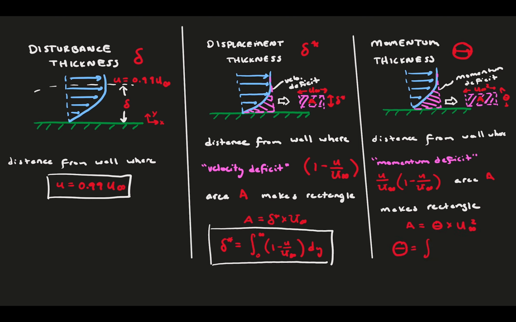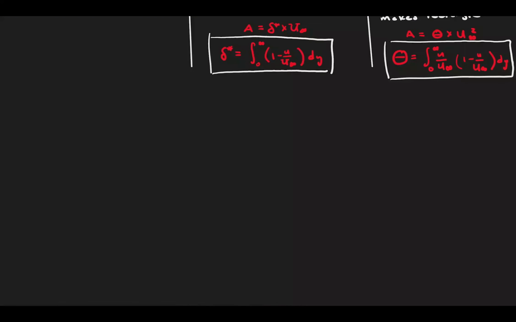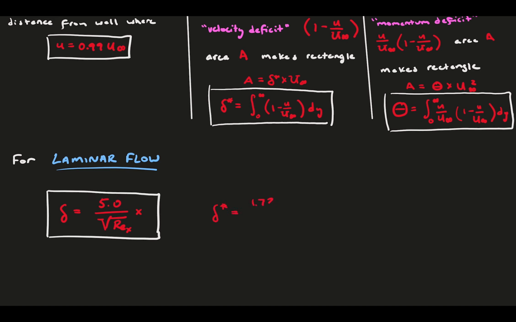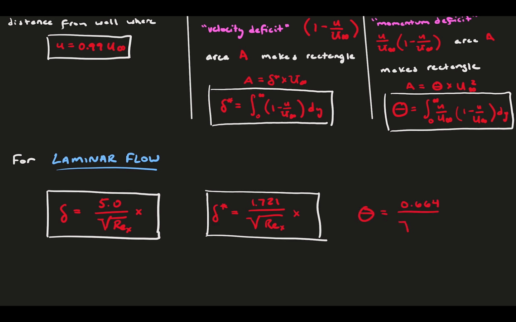This is generally used when considering the surface drag, because the momentum deficit is more heavily connected to drag force than just velocity. For laminar flows, we already have the solution numerically, and we can exactly define the behavior of these three thicknesses as they vary in the streamwise direction, and they're all functions of the local Reynolds number.